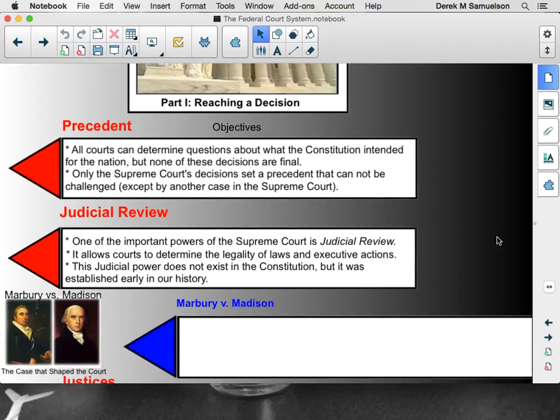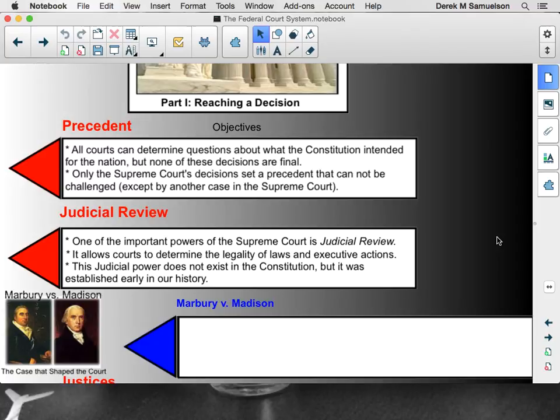Now, one of the most important powers of the United States Supreme Court is judicial review. Judicial review is what allows our United States Supreme Court to determine the legality of laws. Are the laws themselves legal laws? Did Congress have a right to pass that law? They also determine the legality of executive actions. That is, did the President of the United States have the constitutional authority to act in the way that they did?